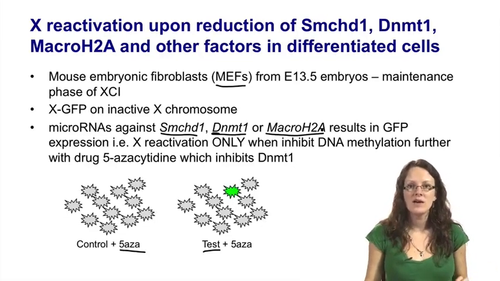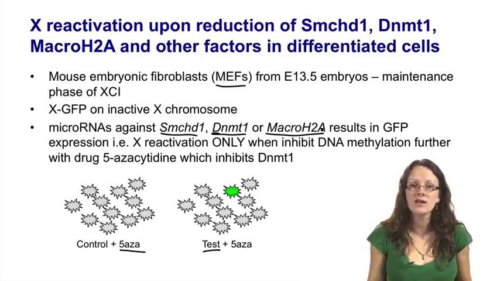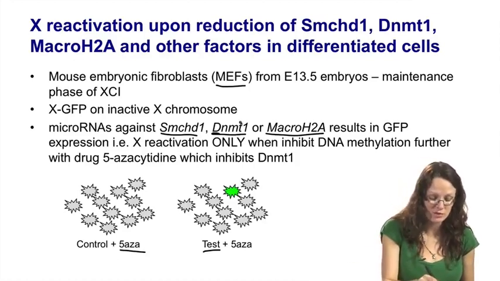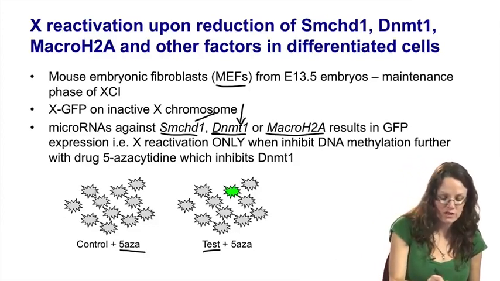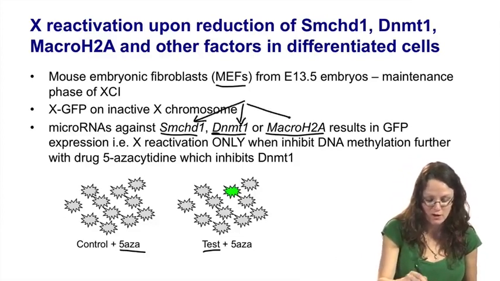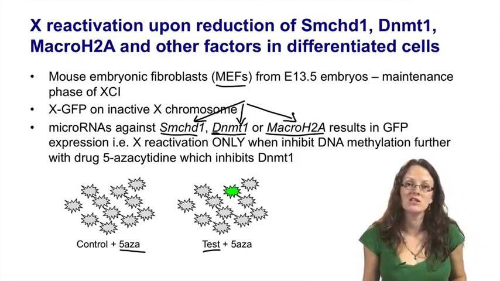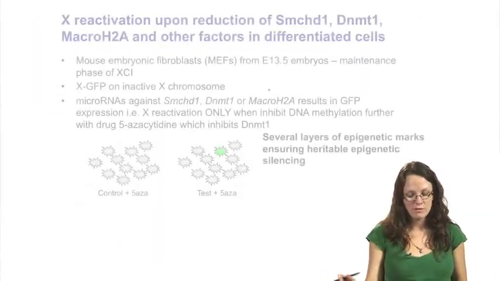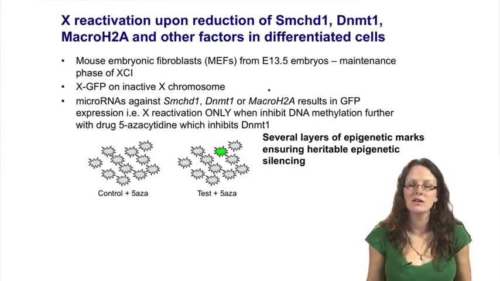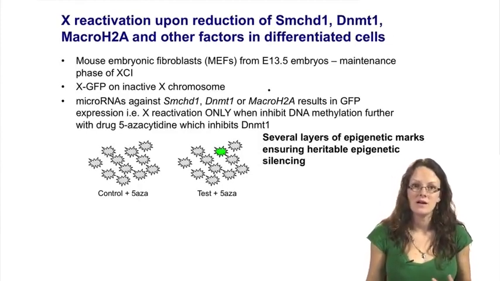But it does happen in a small proportion of cells because in combination, if you deplete DNA methyltransferase through a drug and either additionally deplete DNMT1 with a microRNA against DNMT1 to reduce its expression, or remove the expression of some of Smchd1 or macroH2A, then in each case you can get upregulation or reactivation of that previously silenced X chromosome. And so this really serves to remind you that there are several layers that are locking in the inactive state on that inactive X chromosome once you reach the maintenance phase.